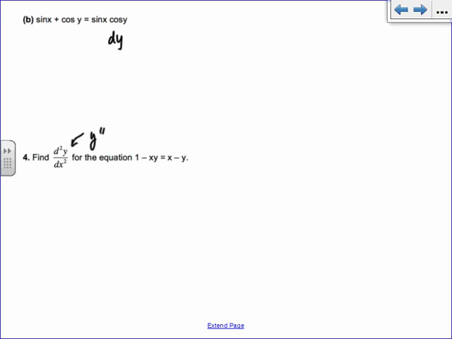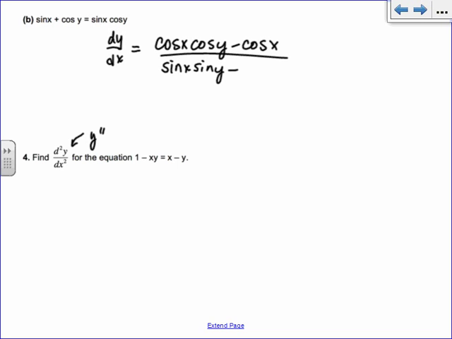Okay, so if you check your answer for part B, you should get cosine x, cosine y, minus cosine of x, all over sine x, sine y, minus sine of y, like that.